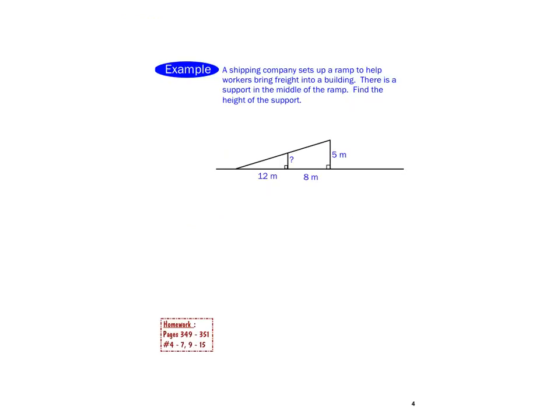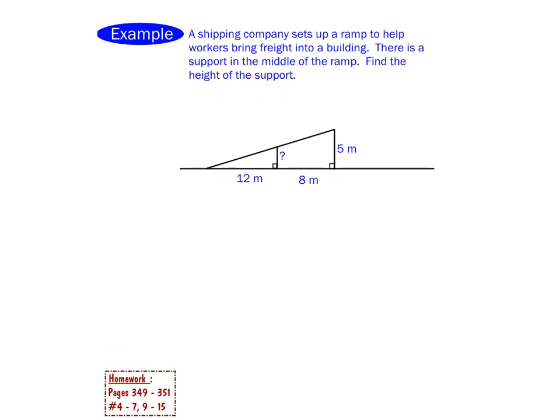And one more example. A shipping company sets up a ramp to help workers bring freight into a building. There is a support in the middle of the ramp. Find the height of the support. So what we want to do here is create two similar triangles. The first similar triangle is going to be this one right here. And the second one is going to be the big triangle here.